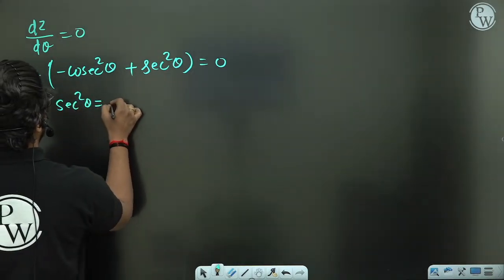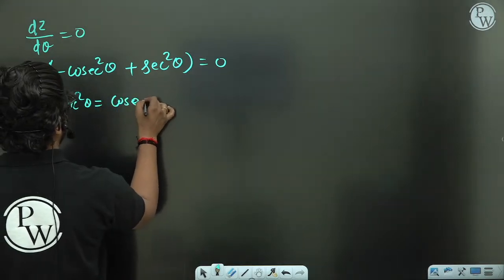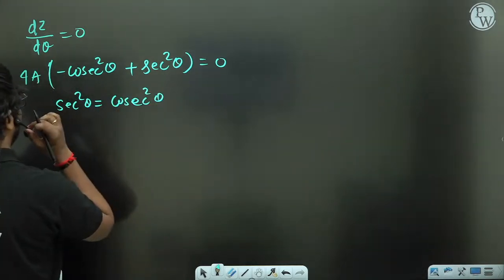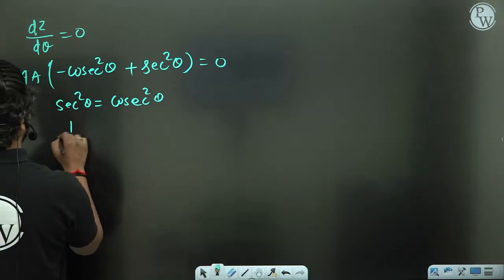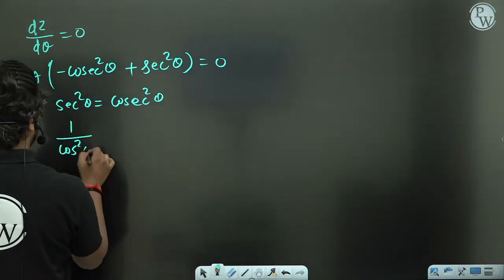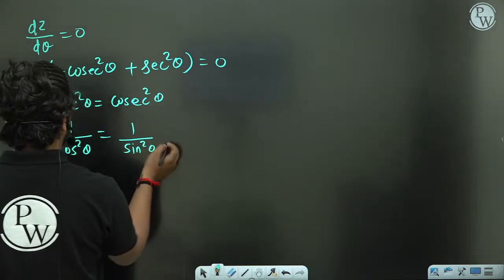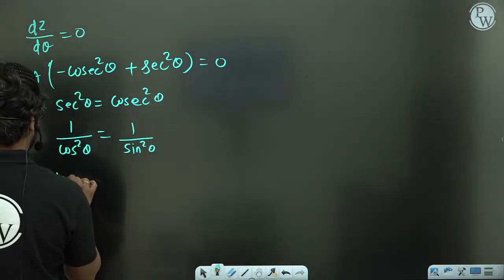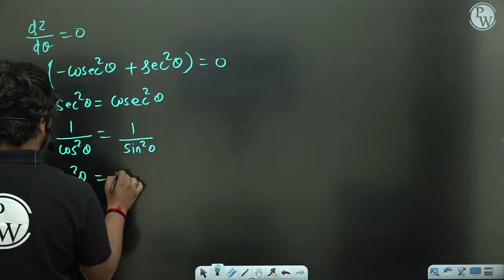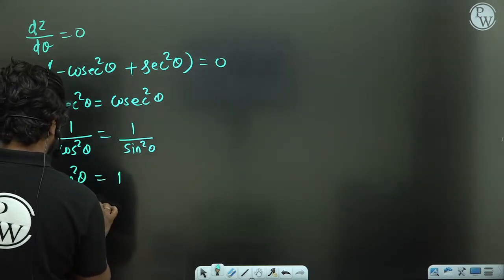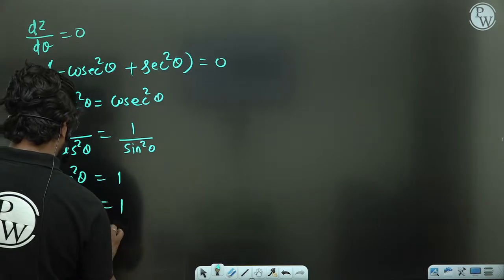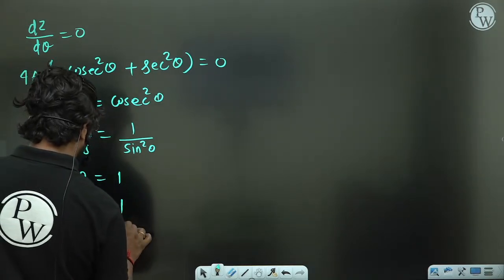So you are getting sec square theta is equal to cosec square theta. So sec square is basically 1 upon cos square theta, and this is 1 upon sin square theta. Keep it one side. It will be tan square theta equal to 1. So tan theta equal to 1. So theta will be equal to 45 degree.